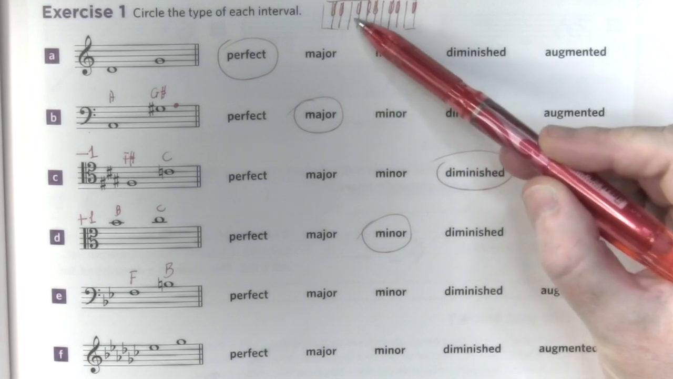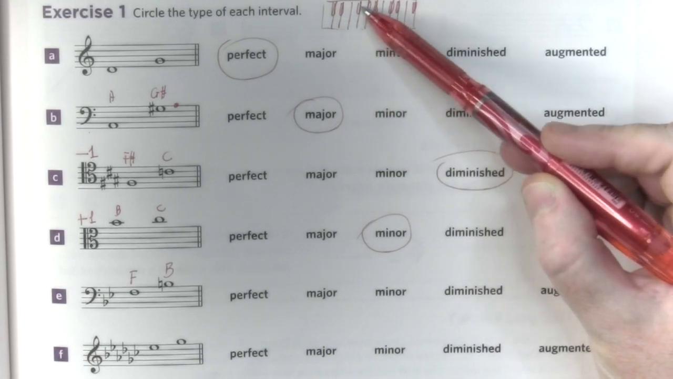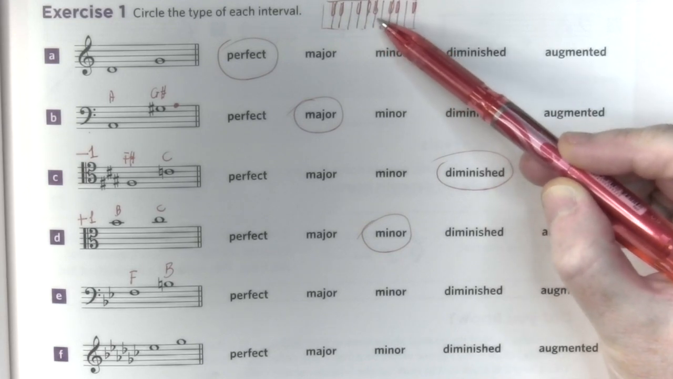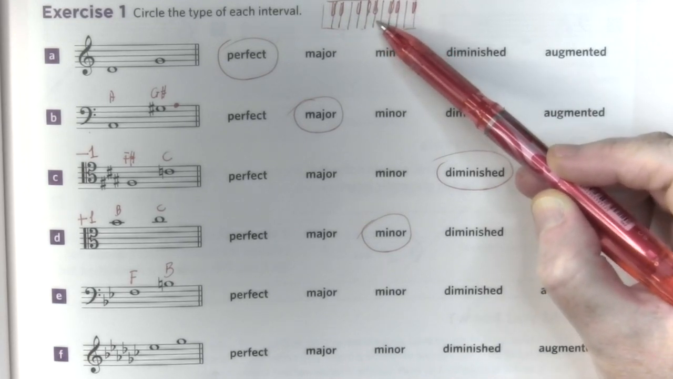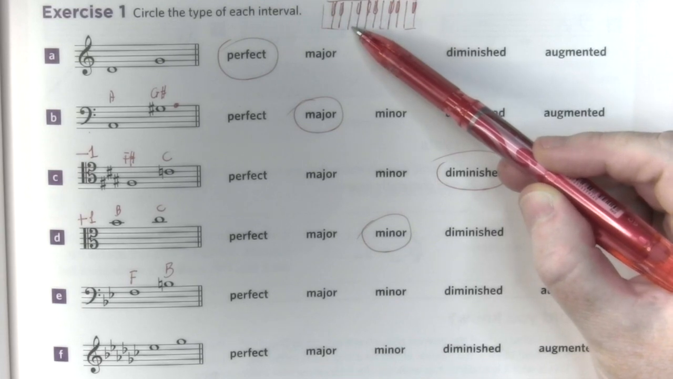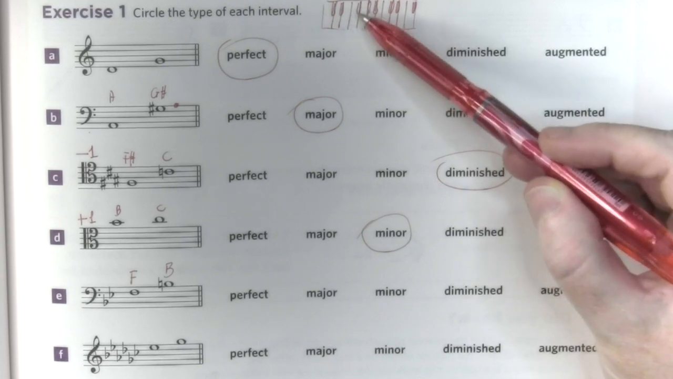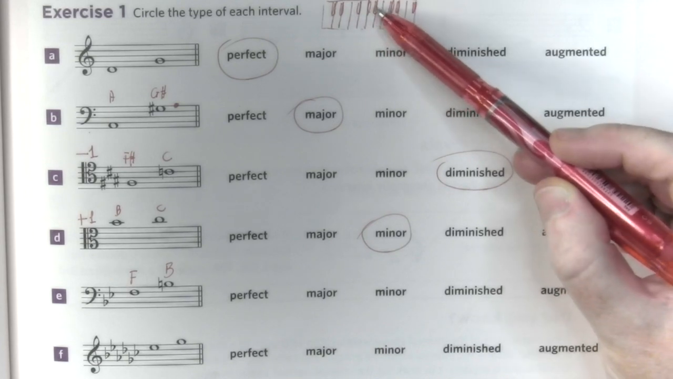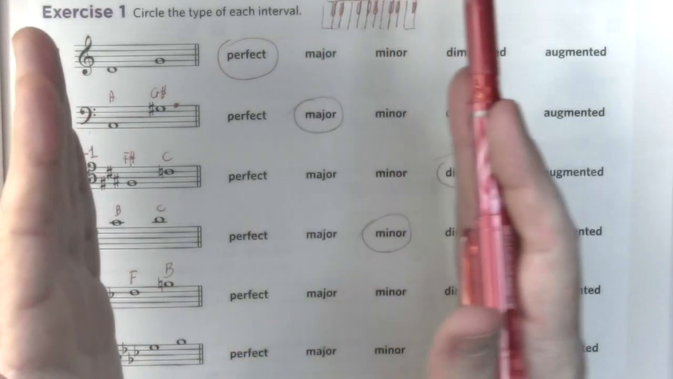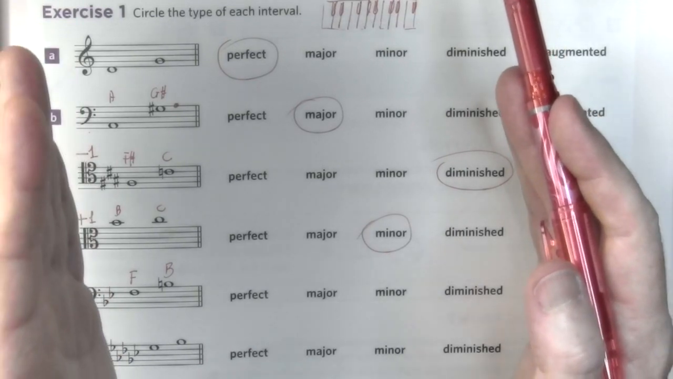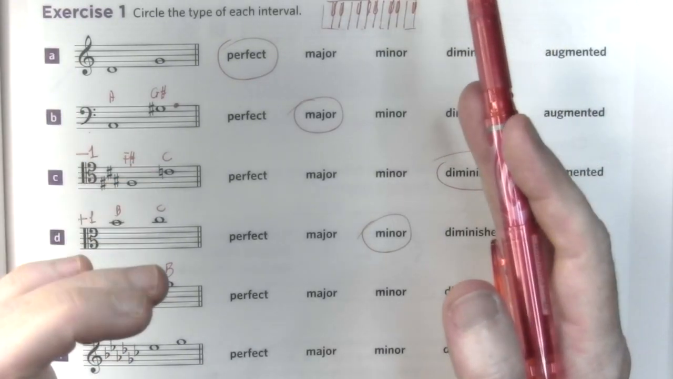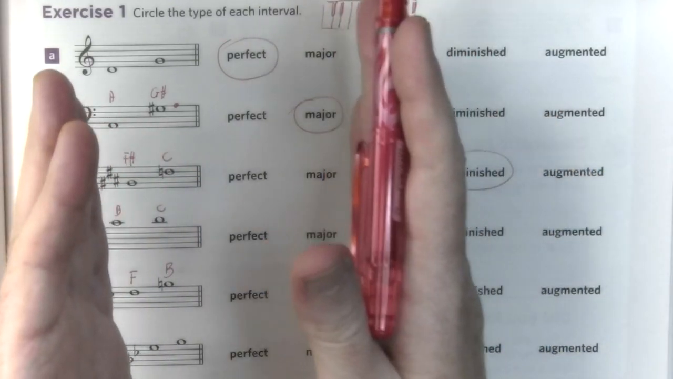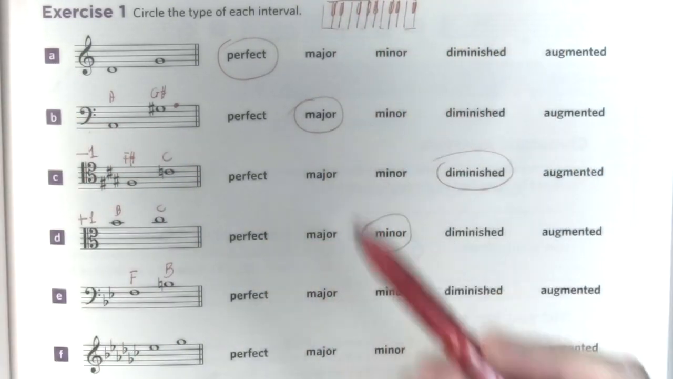So fa, one, two, and three. So not two and a half in this case, but there are three. So basically we extend the distance between the two notes that make a fourth. So instead of perfect, we make it augmented.